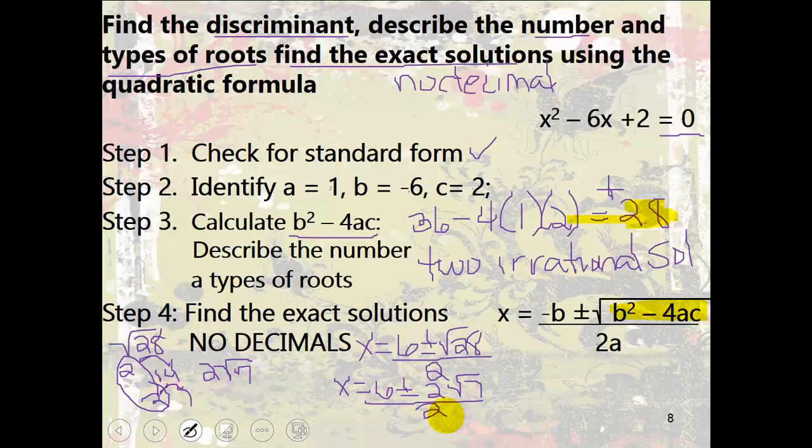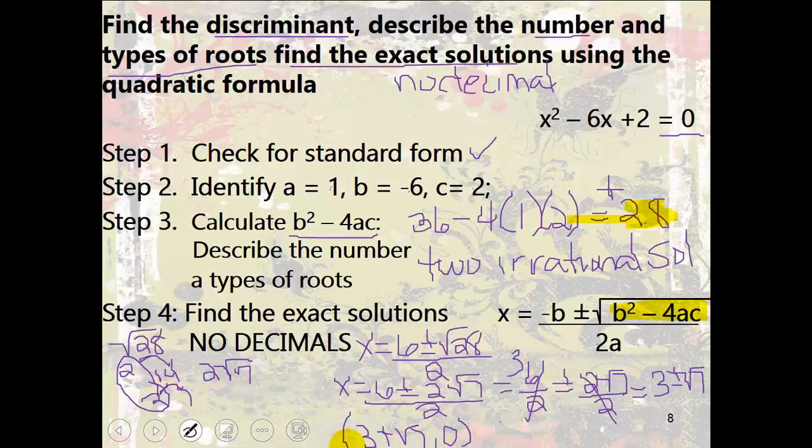Now I'm going to simplify even further, and I'm going to split it up. You don't have to, but hopefully you can see what's going on here. 6 over 2 plus or minus 2 root 7 over 2. And I'm going to cancel, so I get 3. This becomes 3, and this becomes 1. So 3 plus or minus root 7, and I'm going to write them as ordered pairs. 3 plus root 7, comma 0, and 3 minus root 7, comma 0.